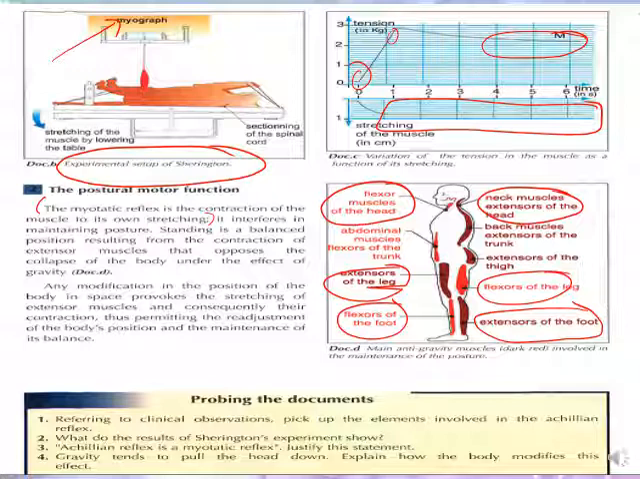So number 1, referring to the clinical observation, pick up the elements involved in the Achilles reflex. We said that whenever we have degeneration in the neuromuscular spindles or in the skeletal nerve, or lesions in the spinal cord, all of them cause the Achilles reflex to disappear. This means that these structures, the neuromuscular spindle, the skeletal nerves, and the spinal cord, are involved in the Achilles reflex.